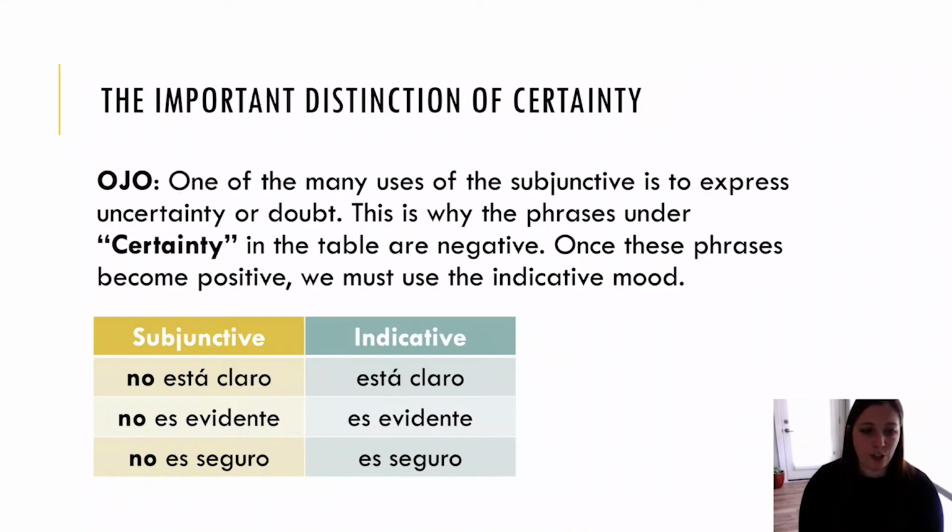So if I have no está claro, it's not clear, that's subjunctive. But the minute I make that affirmative, está claro, it's clear, it becomes indicative. Same thing with the other examples here.